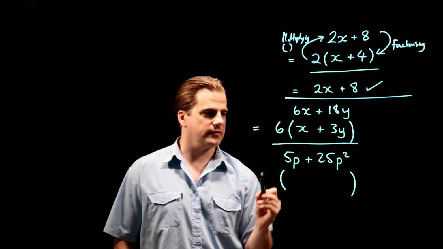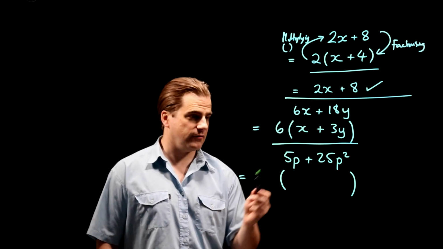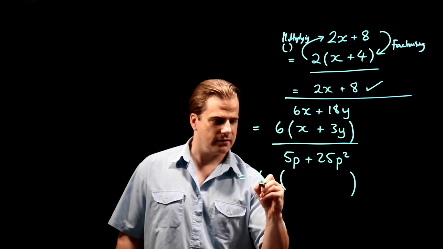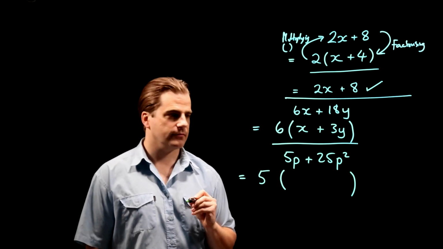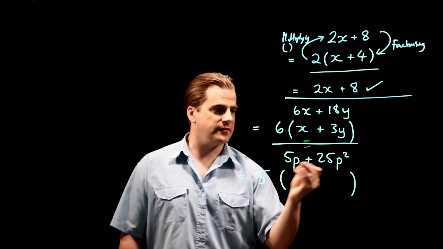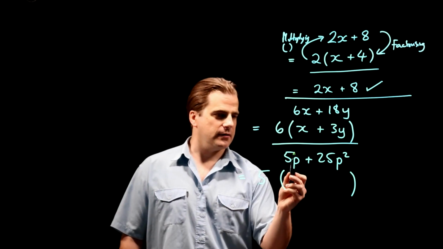Look at the numbers. Common factor of 5 and 25. Well, 5 goes into 25 and 5 clearly goes into 5. So the common factor is 5. Now you look at the variables, p and p squared. They do have a common factor. And it's p.